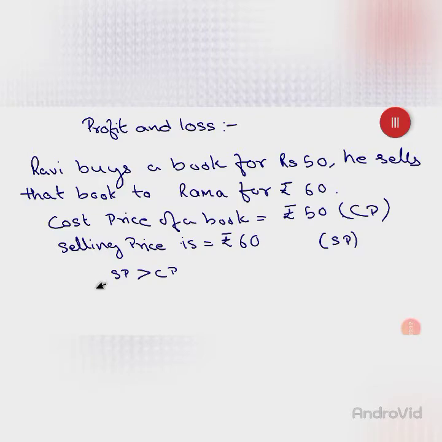Okay, so we can write the formula for profit is equal to selling price minus cost price, or in some case, if cost price is greater than selling price, okay, then there will be a loss. So formula for loss is cost price minus selling price.